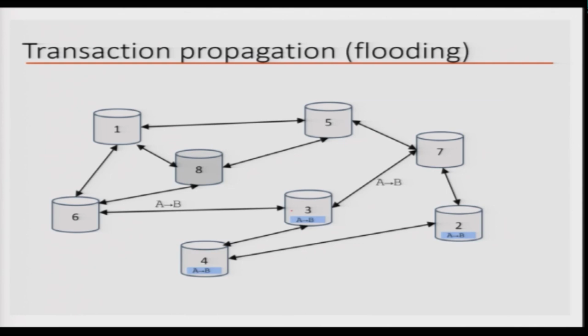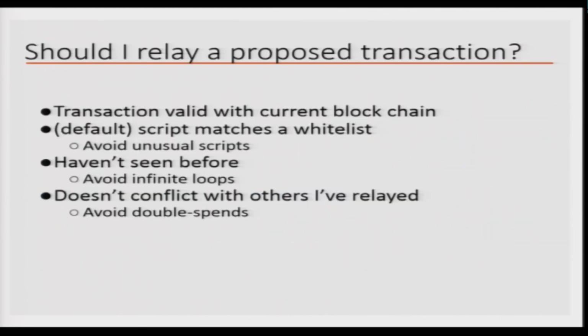Then 3 sends it to, let us say, 6 and 7. Now 6 and 7 will learn about this. 2 will also send it to 7, and then 7 will say I have seen this, so 7 will ignore it. So, this is how this works.